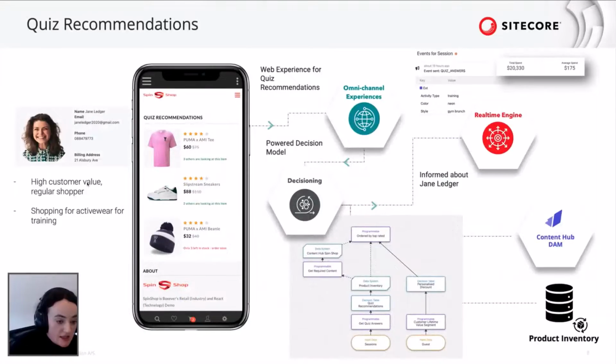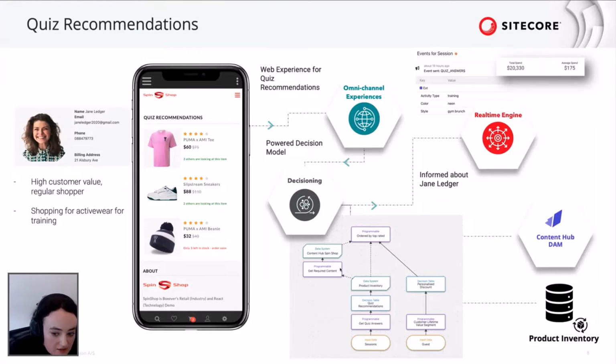Okay, and this is just the example that I went through with you. I just want to show you how all these different pieces are connected together. So we had Jane here. She had her quick quiz recommendations shown to her. What's happening in the background, if we're running it in a web app, could be that we're using a web experience, or if we're running it in a mobile app and we want to do it server side, we could be calling an omni-channel experience to pull back the recommendations for her.